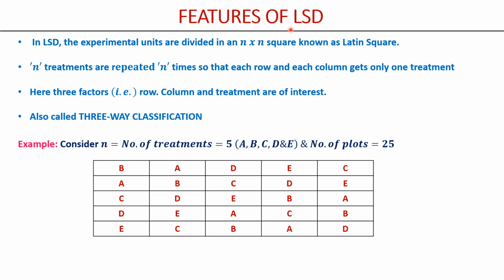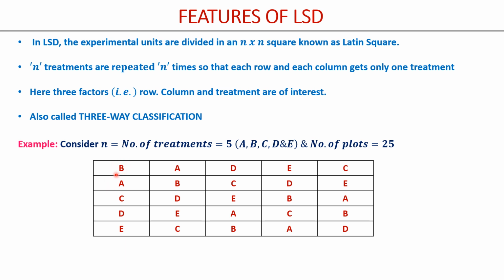So the features of the Latin square design go this way. The complete experimental units that we have are divided into an n by n, meaning n rows, n columns square, which we call a Latin square. If you remember, in the randomized block design, we had a rectangular experimental unit, but here we have the number of rows equal to the number of columns. N treatments are repeated n times. So in every row or column, you can see the treatment occurring only once.